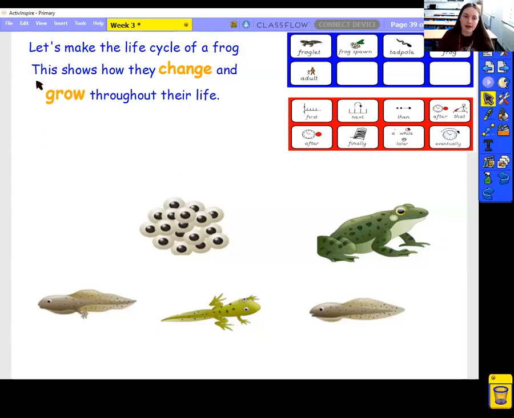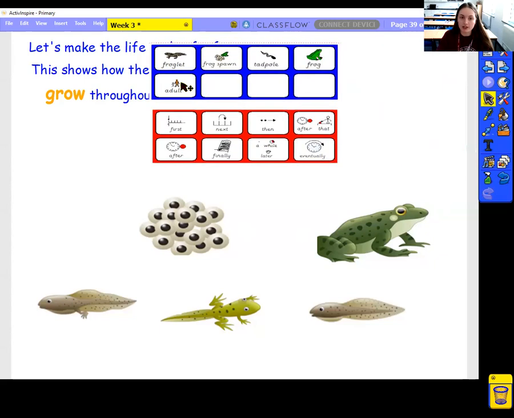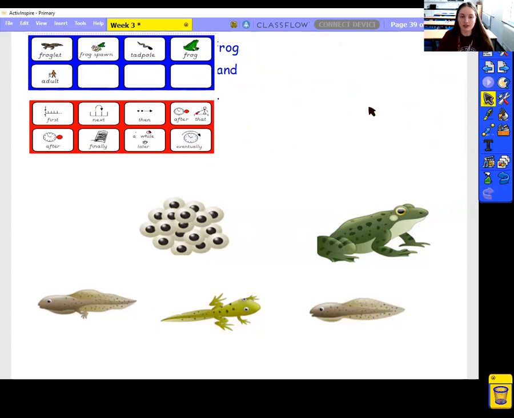So now we're going to make the life cycle of a frog together, and it's going to show us how the frog changes and grows throughout its life. We need to think about what vocabulary to use to help us to do this. So, what is the first part of being a frog? Which picture do you think it is? Is it the frog spawn, the frog, the tadpole, the froglet, or the tadpole with legs?